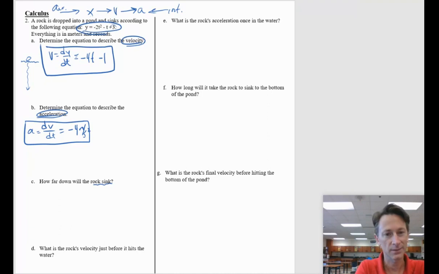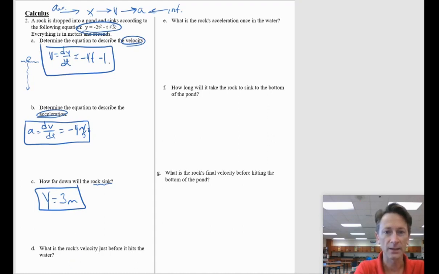And this is a question I made up, so we're going to have to just assume that in this case, the rock is going to fall down. It's going to sink 3 meters, because that's going to say it's 3 meters above the base of the pond there. What is the rock's velocity just before it hits the water?